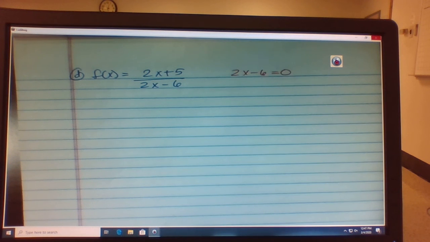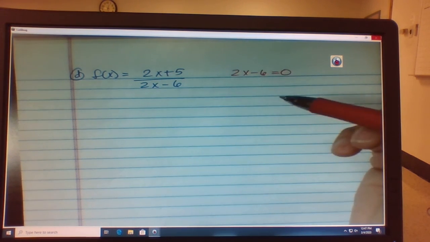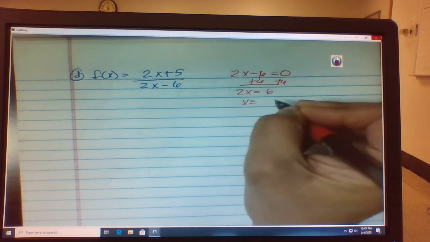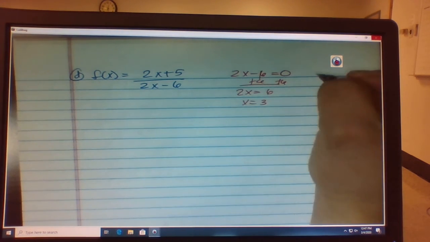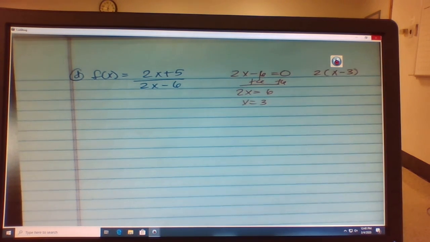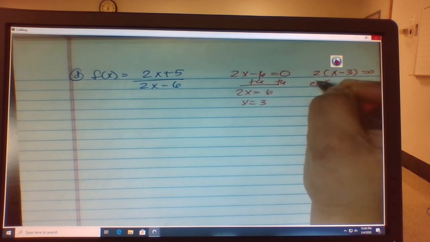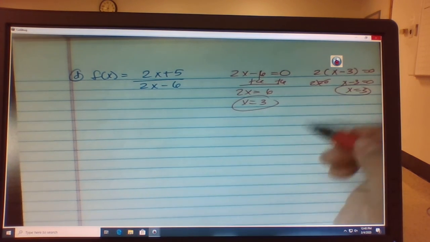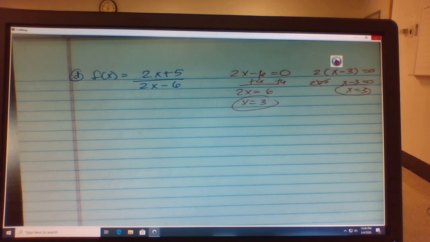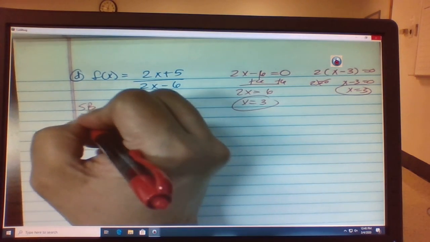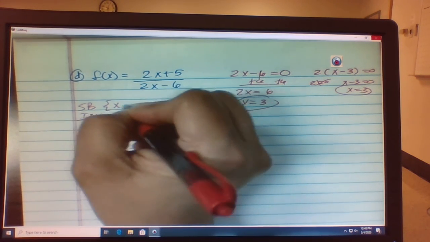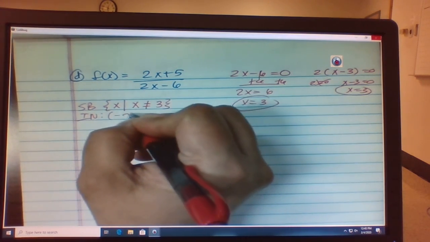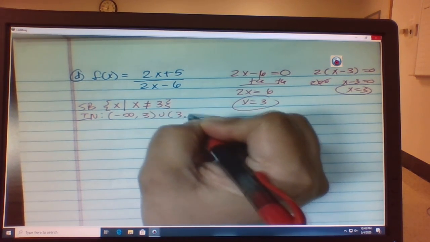What would you do in a problem like this? Add 6, fine. And I get 2x equals 6. X is a 3. Now, maybe some of you factored out a 2. And if you did, you still get the same answer. 2 equal to 0, impossible. X minus 3 is equal to 0, you still get a 3. Whichever approach you took to solve for x, you still get the same answer. So, set builder: all x such that x is not equal to 3. Interval notation: negative infinity to 3, union 3 to infinity.